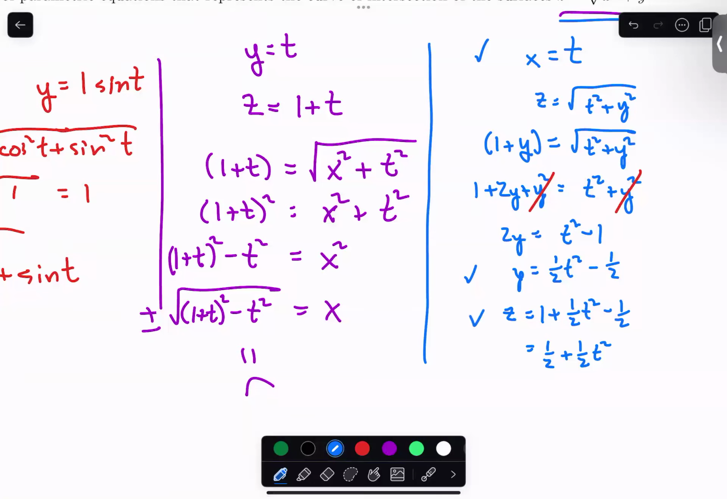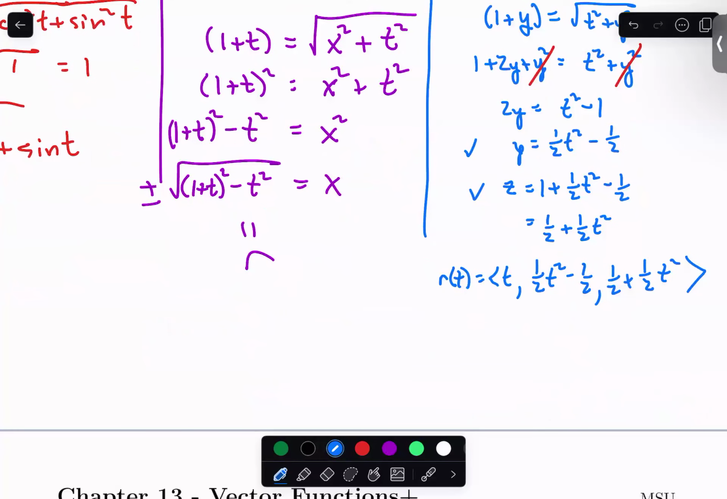Notice at no point did I need to introduce a square root. So I never had to do this stuff with the pluses and the minuses. And so this is going to be my correct answer. So t, 1/2 t squared minus 1/2, and 1/2 plus 1/2 t squared. This is going to be a sort of parabola shape. It does go on forever, so leaving your answer just like this is fine. Or if you did want to specify, you're going to want t to go from negative infinity to positive infinity.